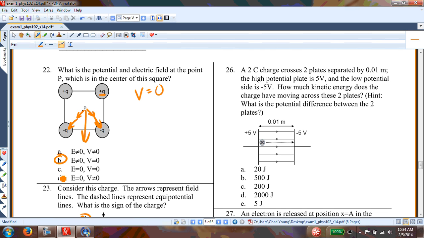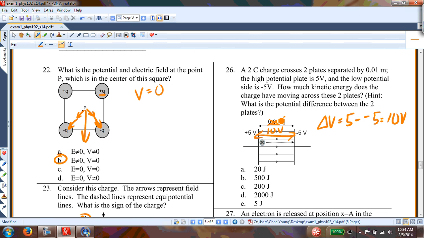It's similar to a question we've had before, but I made it a little bit differently where I gave you the potential on each plate, so that the potential difference here is going to be 5 minus negative 5, or 10 volts. So we have a potential difference between these two of 10 volts. Now the distance there is irrelevant. It doesn't matter about the distance.